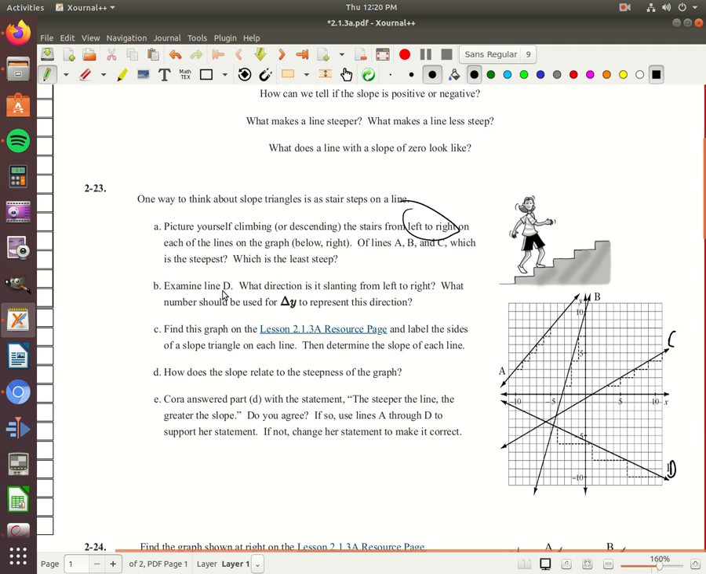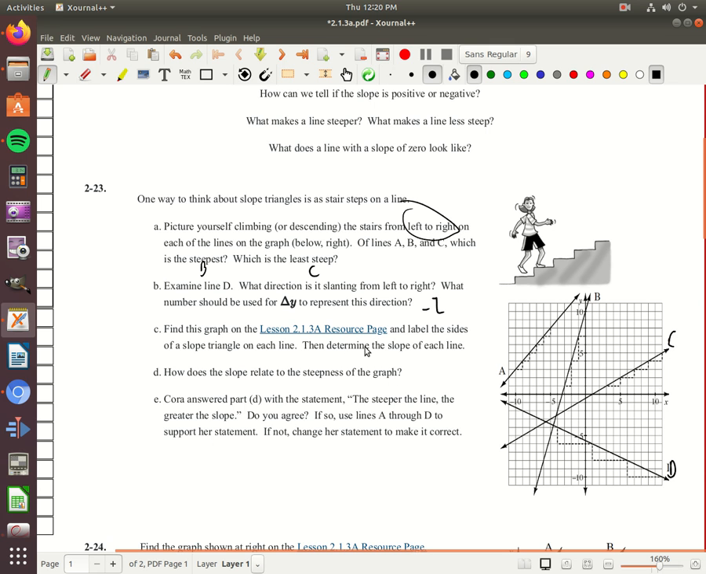Examine line D. What direction is it slanting from left to right? Well, this is going down. What number should you use for change in Y? I would say you should use a -2, not a +2. Again, we talked about that in the 212 video if you want more in-depth explanation.